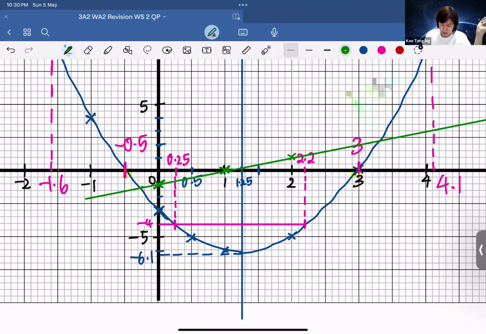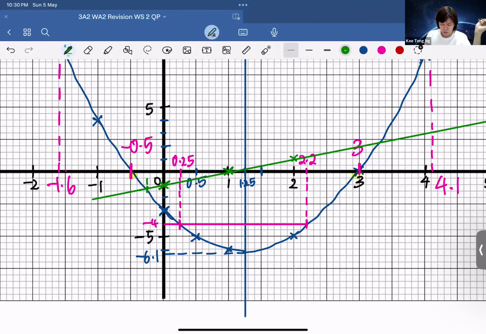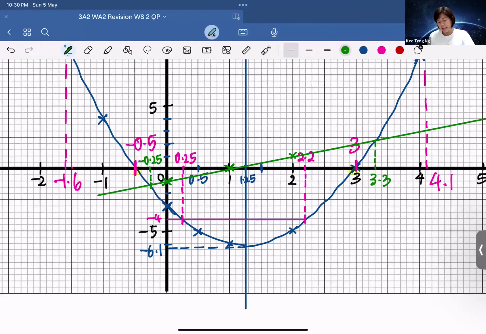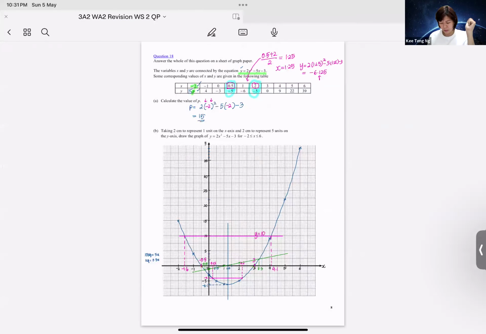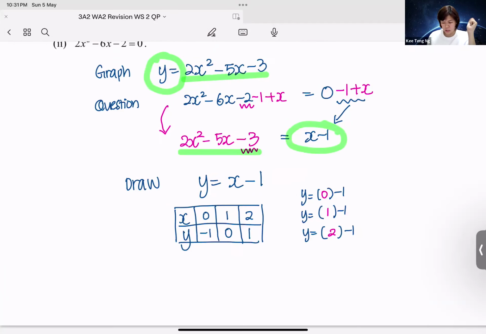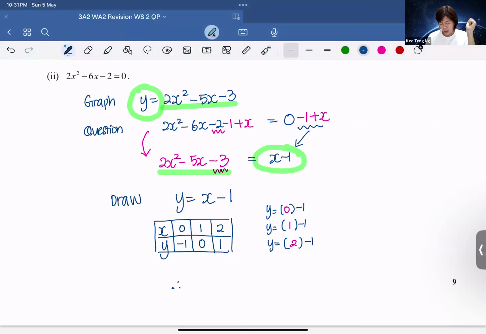So my first point of intersection, I'll read this number, negative 0.1, 0.2, 0.25. And this number over here, for me is 3.3. Okay, the answer may vary a little bit, plus or minus, right? So for me, my x equals negative 0.25. The other one is 3.3. Therefore, the solutions: x equals negative 0.25 or x equals 3.3.